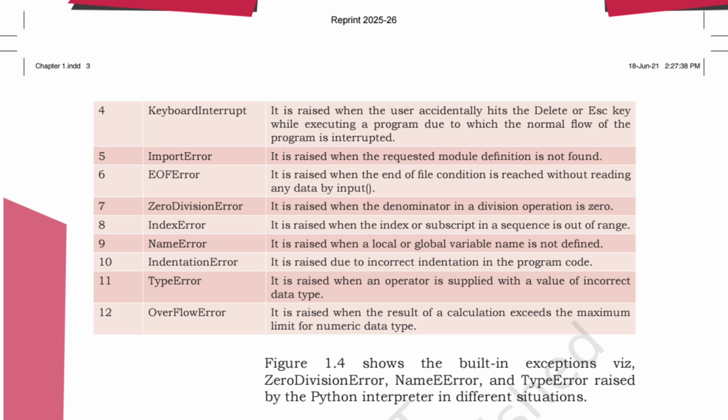ZeroDivisionError is raised when the denominator in a division operation is 0. Okay, that is ZeroDivisionError. IndexError is raised when the index or subscript in a sequence is out of range. Subscript means what? It is at the base, and superscript means what? It is as the power. Okay, so subscript and superscript errors will be found in the IndexError.